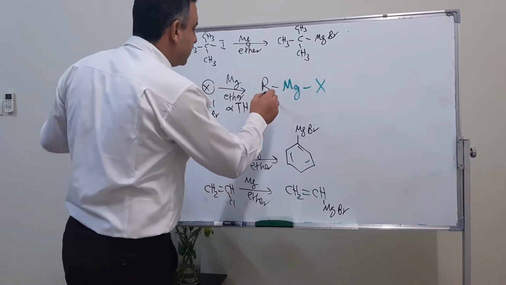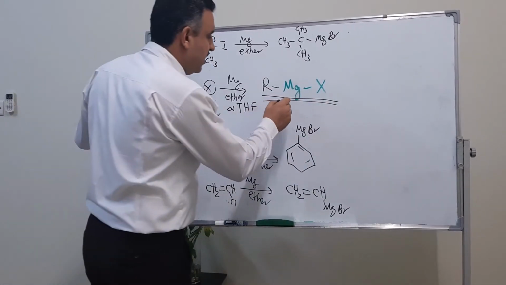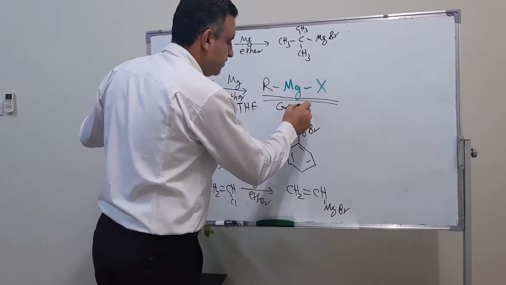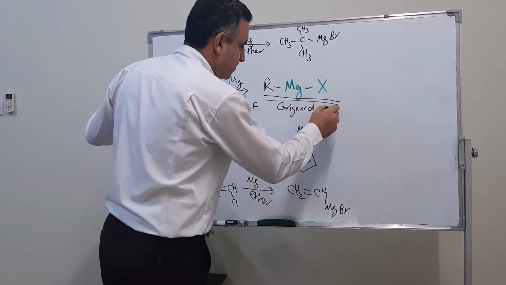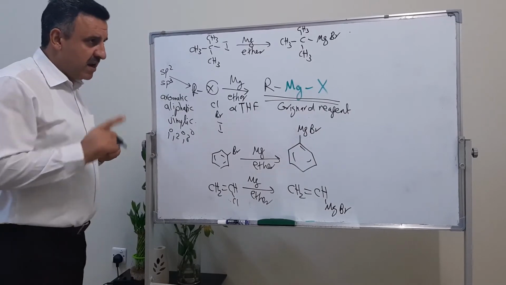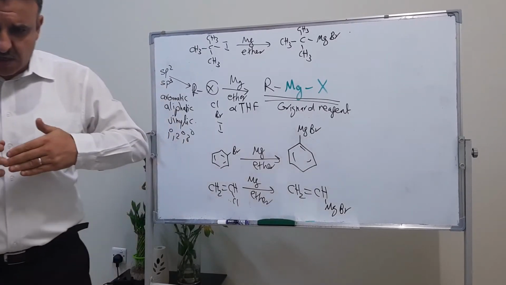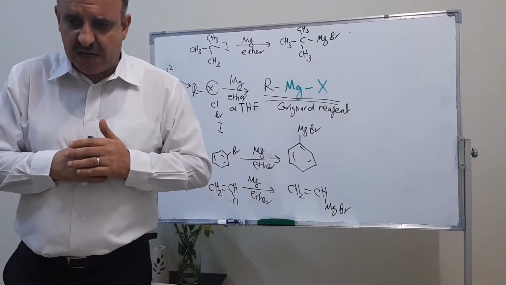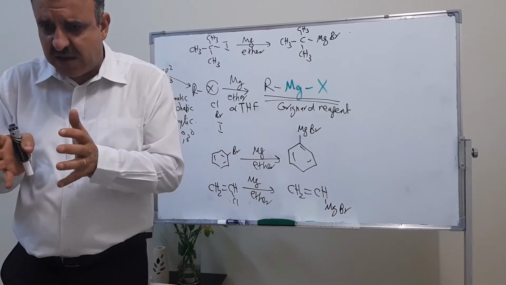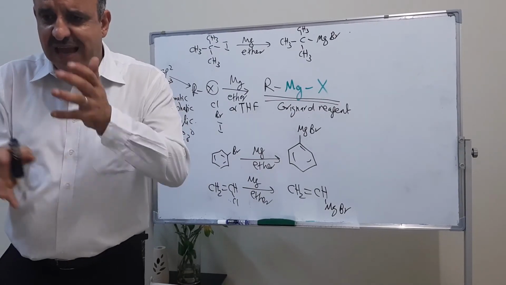So what's the beauty of this reaction? What's so important? What's so special about this reagent? This is called, again, Grignard reagent. So what's so special about this reagent? What's so special about this reagent is what we call the reverse polarity. This is a very special type of organic compound where the polarity is unnatural.